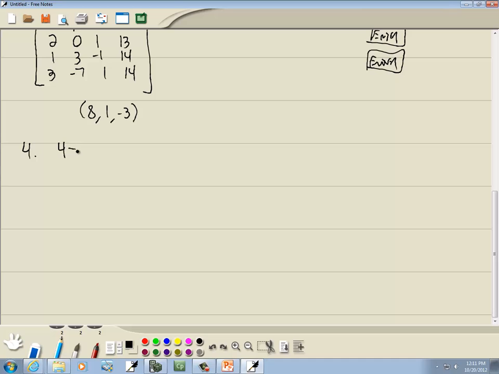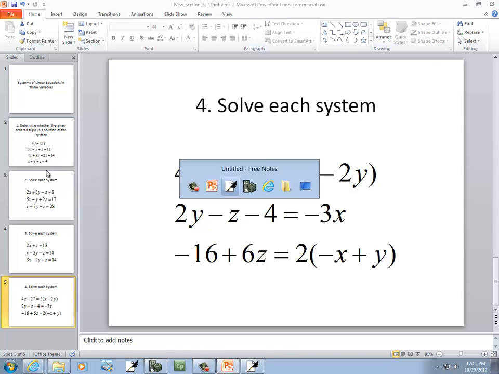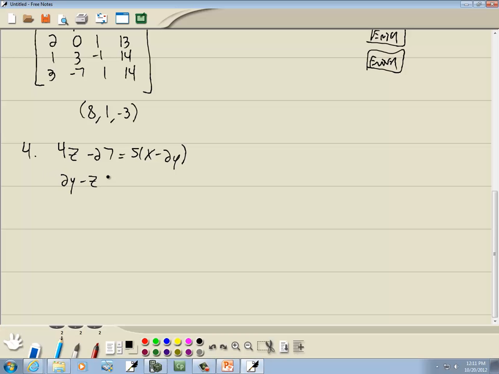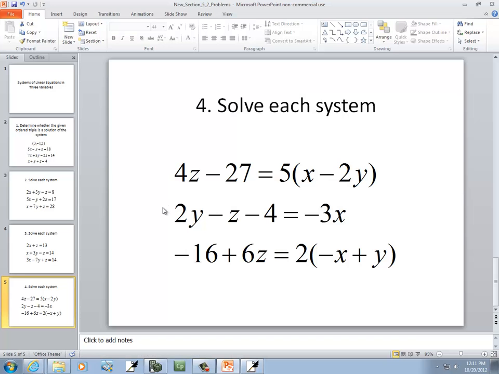Okay, so I got 4z minus 27 equals 5 times x minus 2y. And then we got 2y minus z minus 4 equals negative 3x. And we got negative 16 plus 6z equals 2 times negative x plus y. And let me double check everything real quick.